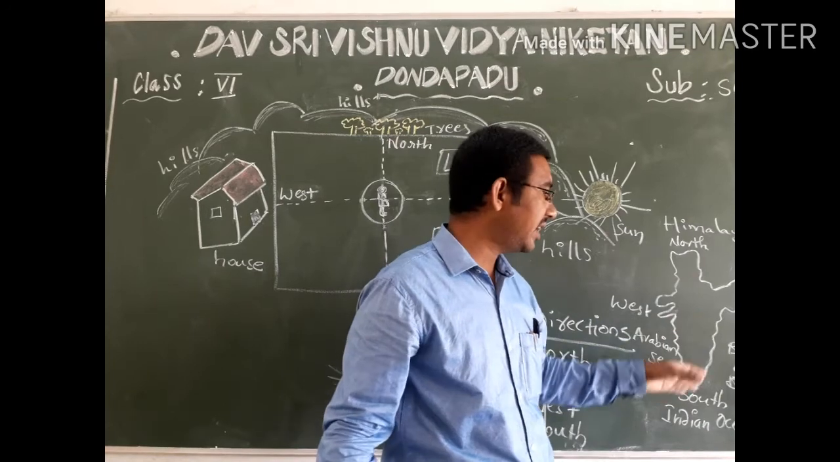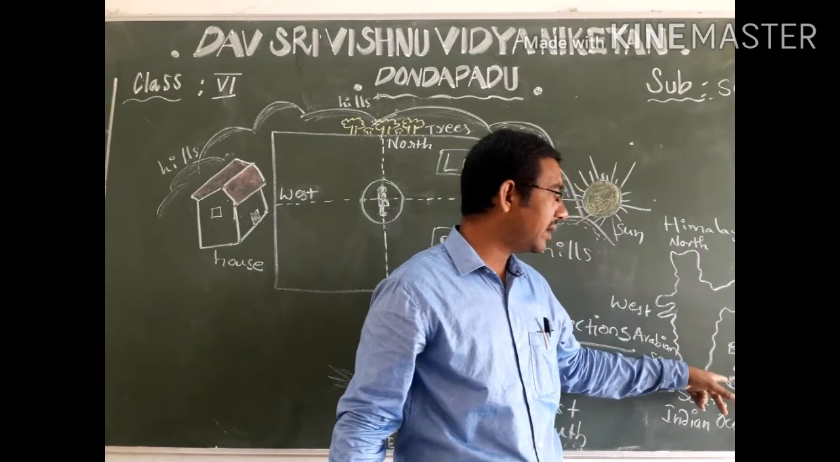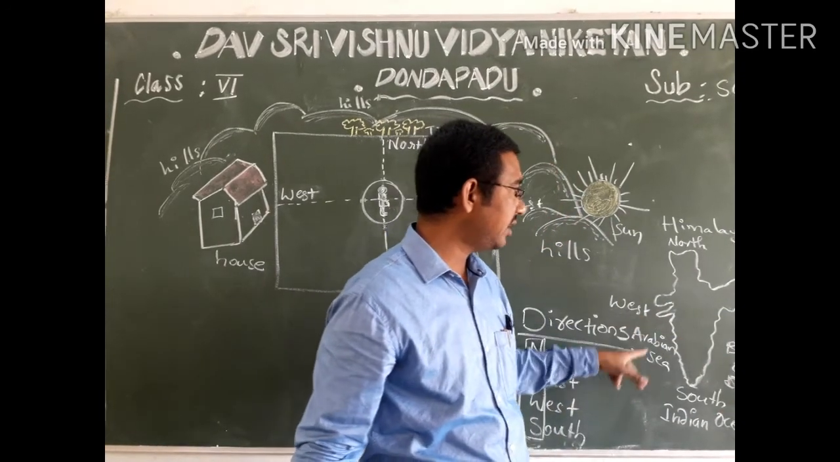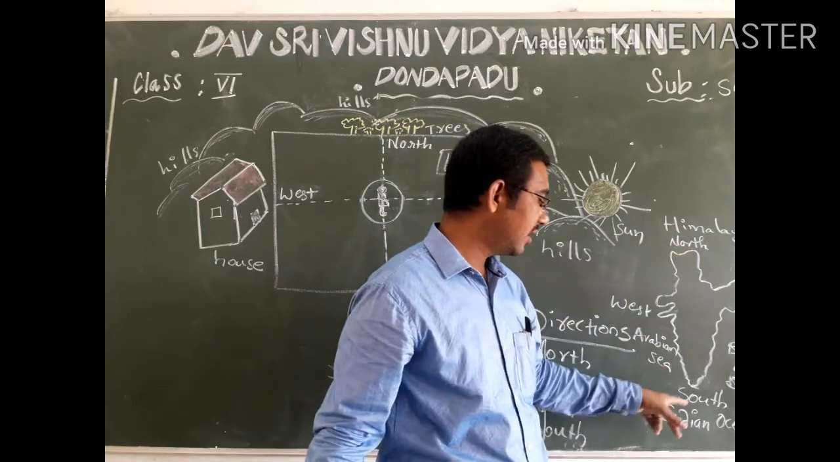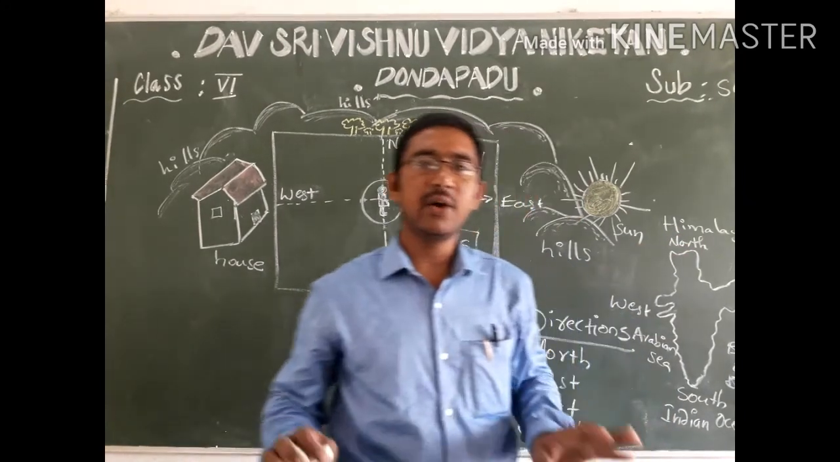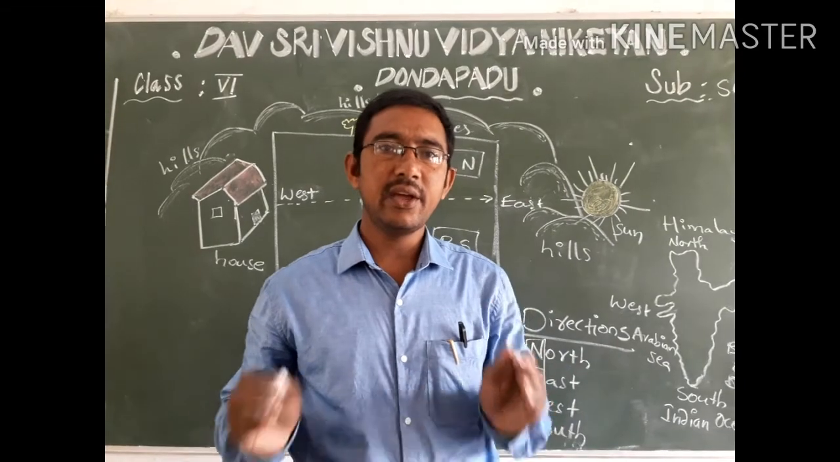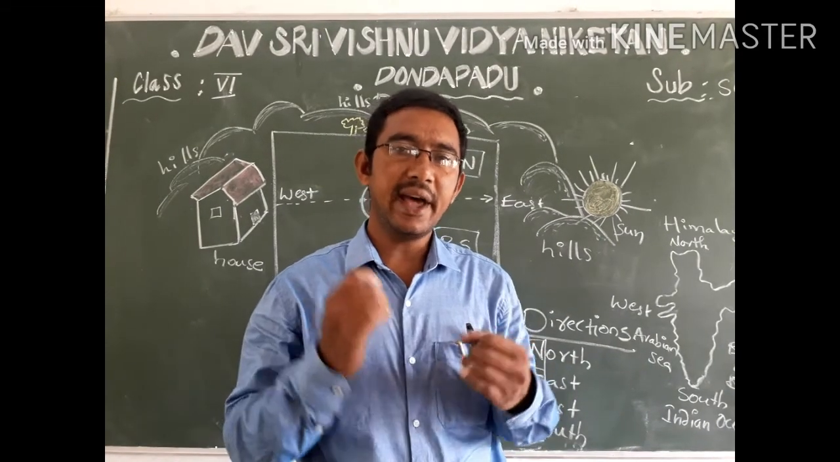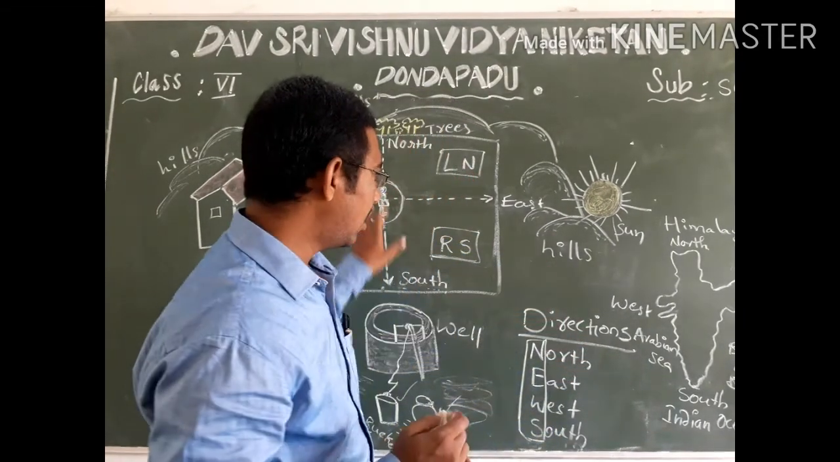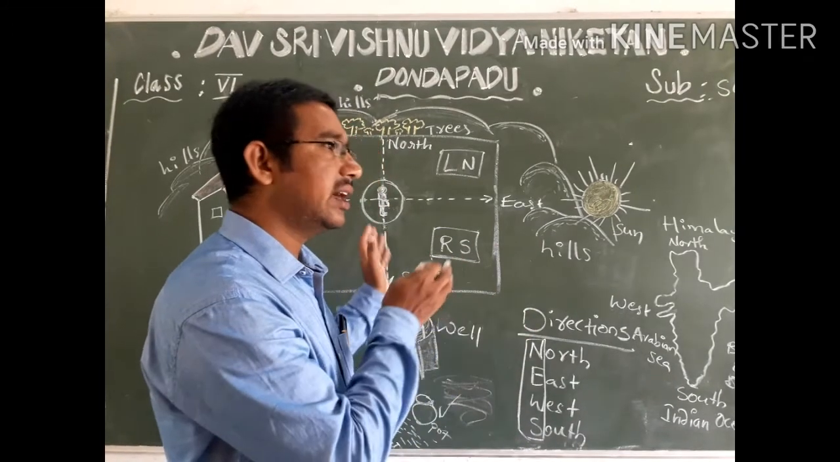The boundaries of India: the east boundary is the Bay of Bengal, the west boundary is the Arabian Sea, the north boundary is the Himalayas, the south boundary is the Indian Ocean. In this way, we have learned the directions of India and also the boundaries.